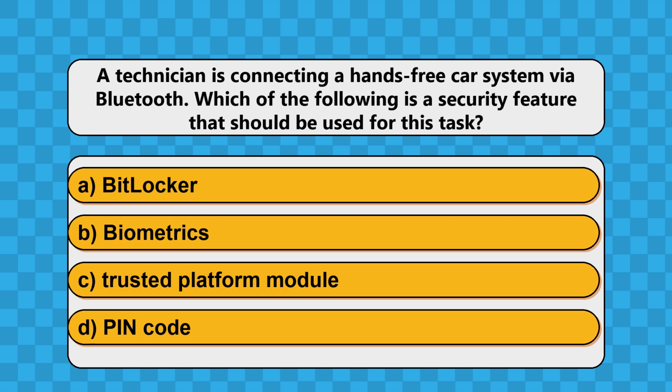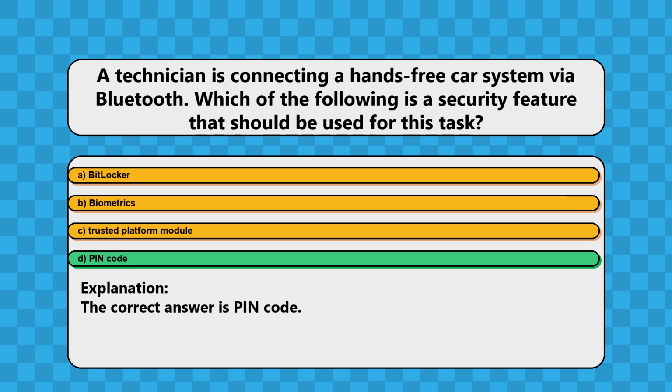Question 11. A technician is connecting a hands-free car system via Bluetooth. Which of the following is a security feature that should be used for this task? Option A, BitLocker. Option B, biometrics. Option C, trusted platform module. Option D, PIN code. The correct answer is option D, PIN code.